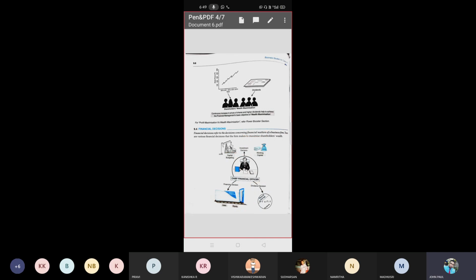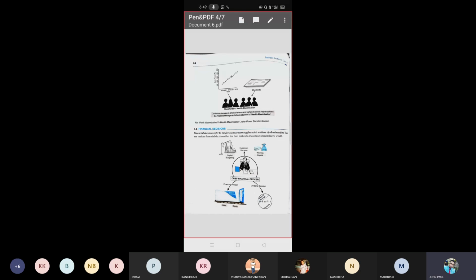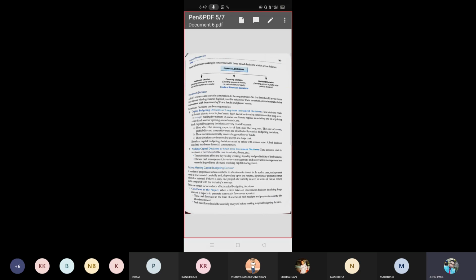So in short, financial decisions are all the decisions we make regarding our financial matters. Here there are three broad categories. The first one is the investment decision. What is investment? A firm's resources are scarce in comparison to the requirement, so the firm should invest them in a manner which generates the highest possible return for its investors. The investment decision is concerned with the investment of the firm's funds in different assets.